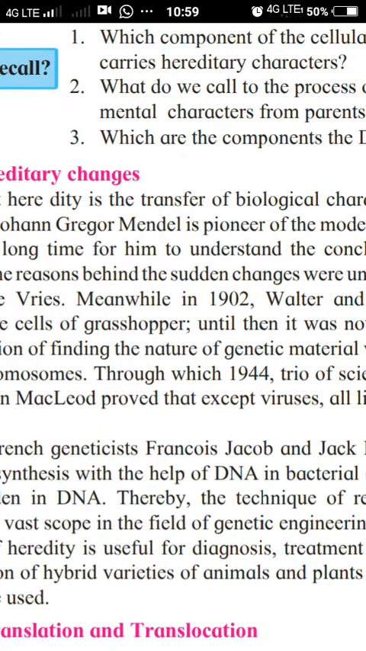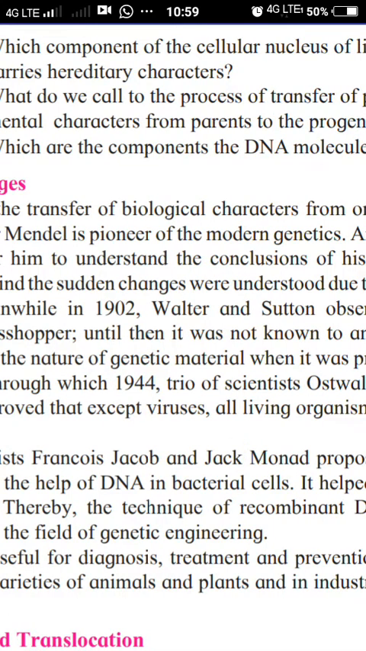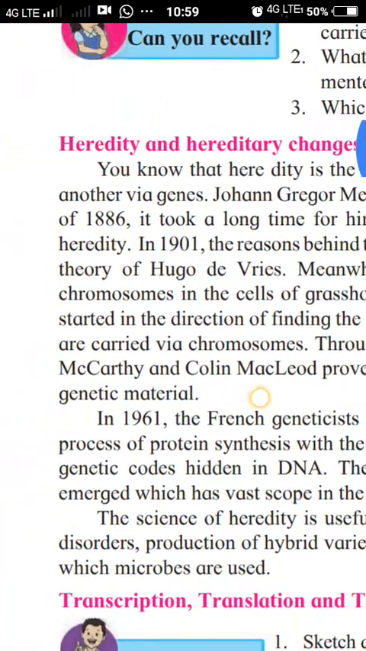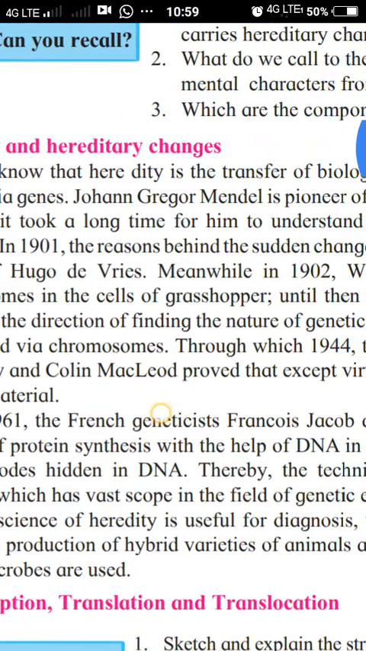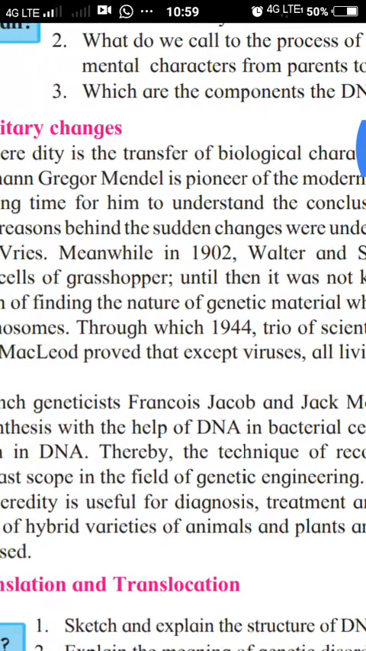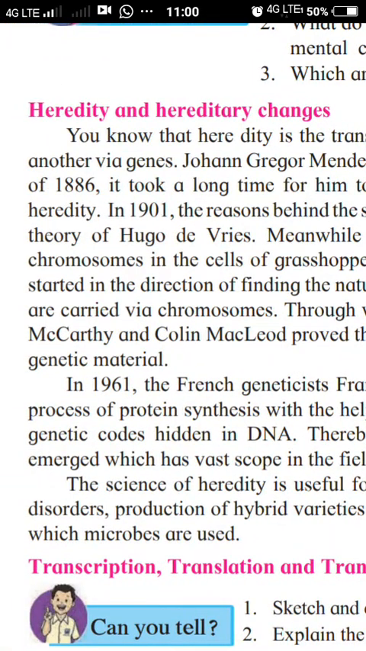In 1944, a trio of scientists, that means a group of 3 scientists, Oswald Avery, Colin MacLeod and Maclyn McCarty, proved that except viruses, all living organisms have DNA as genetic material. But later it was discovered that viruses also contain DNA. Now we know the coronavirus also has a specific coding of DNA and it keeps on changing. That means changes in its DNA are taking place, so it is called a mutation. Sudden changes which take place in the DNA are called a mutation.